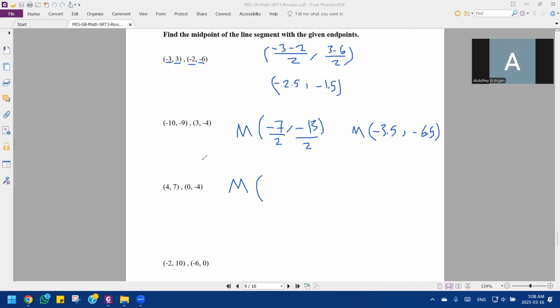Okay. Next question. 4 plus 0 is 4 over 2 is 2. 7 minus 4 is 3 over 2, 1.5. Okay. Next midpoint. Minus 2 minus 6 is minus 8 over 2. Minus 8 divided by 2 is minus 4. 10 plus 0, 10 over 2, 5. So these are the coordinates of the midpoints for each line.